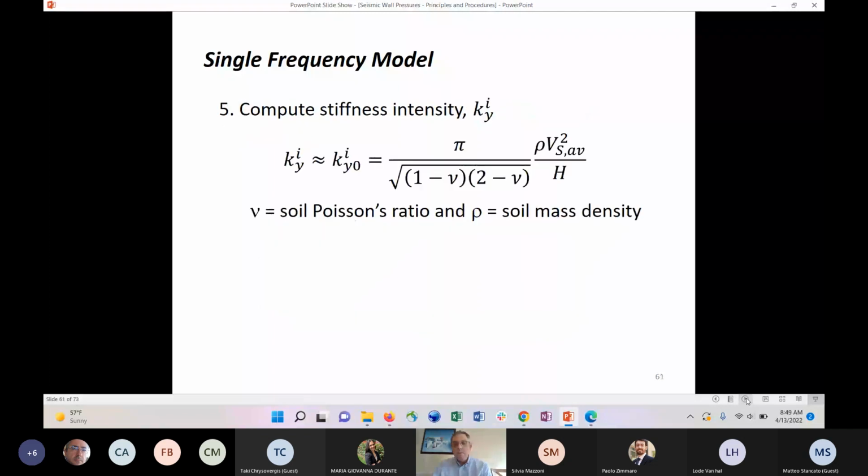We have a stiffness intensity. That stiffness intensity, the solutions in literature are frequency dependent. Again, to make it simple, we ignore the frequency dependence and just use the static solution. And this is the equation for the stiffness intensity for omega equals 0. You do need Poisson's ratio and the mass density of the soil.